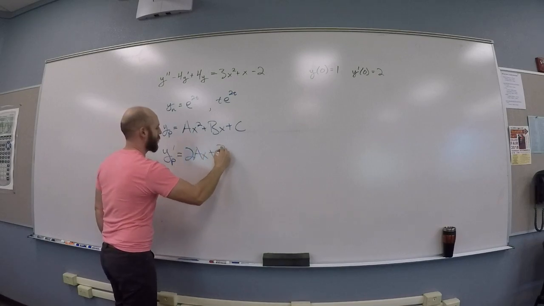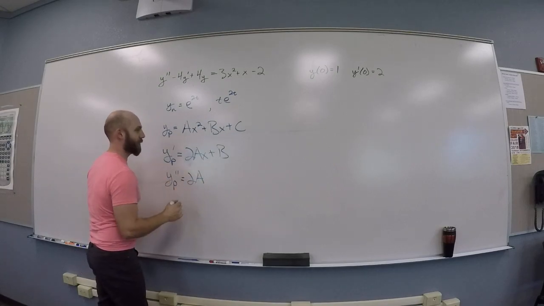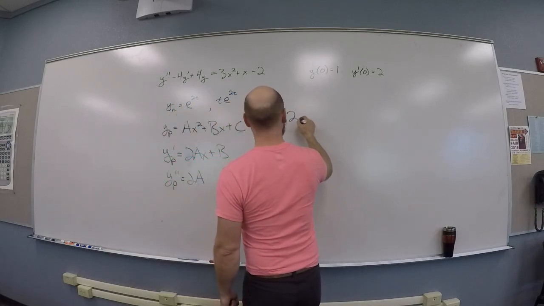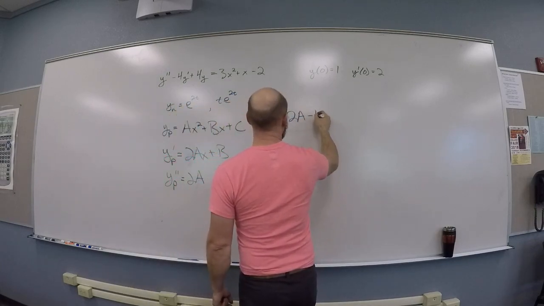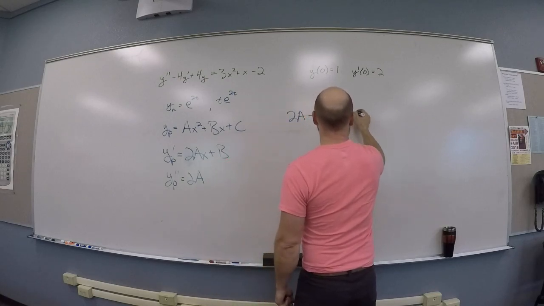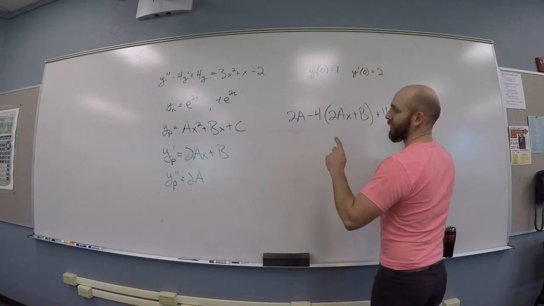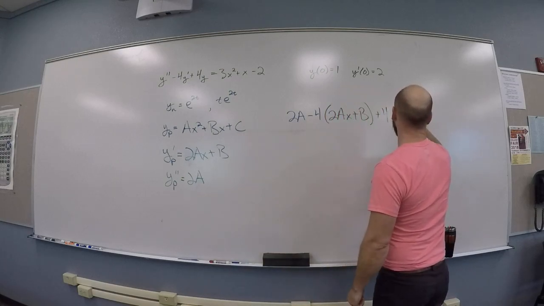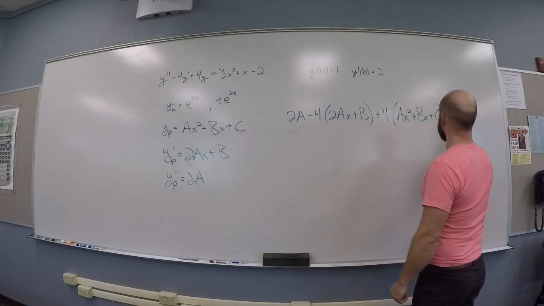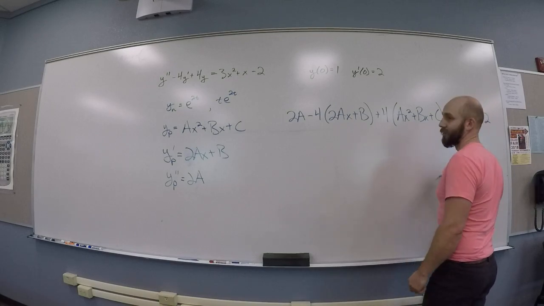So yp prime is 2ax plus b. Yp double prime is 2a. If you sub all this in, you get 2a minus 4 times 2ax plus b plus 4 times ax squared plus bx plus c. And this is all supposed to equal 3x squared plus x minus 2.